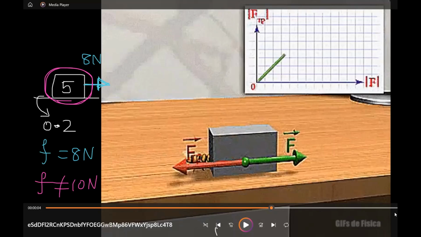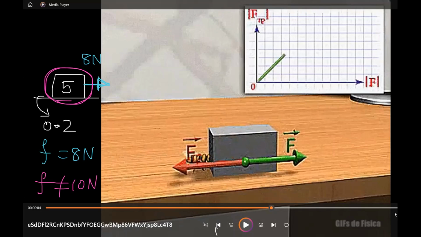It will not move. If you apply 2 Newton, will it move? It will not move. If you apply 5 Newton, will it move? It will not move. If you apply 8 Newton, will it move? It will not move. If you apply 11 Newton, will it move? It will move, correct or not?